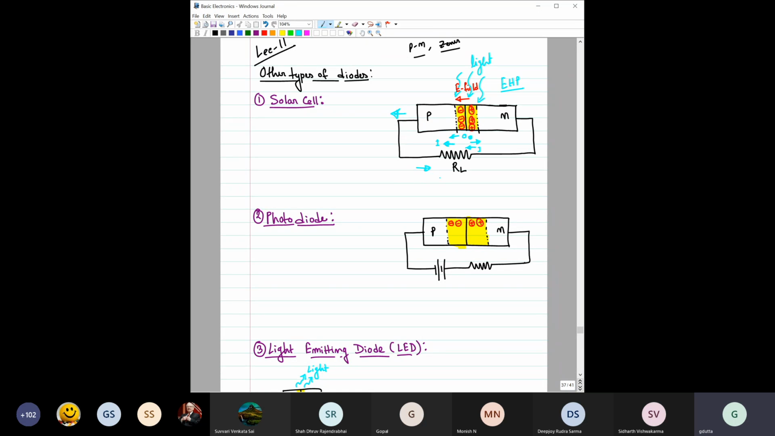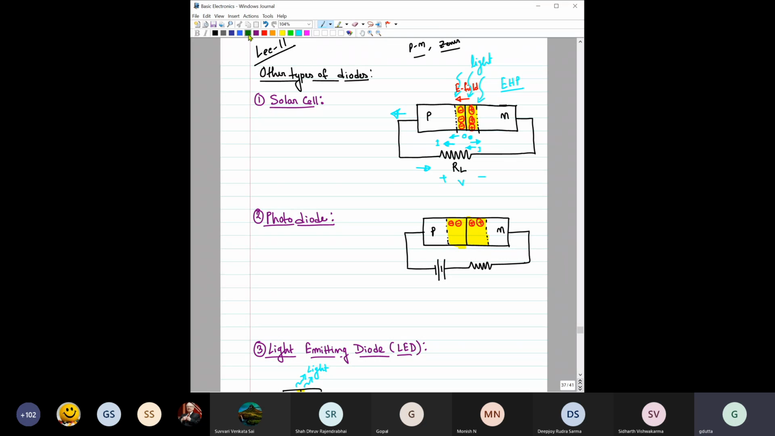When it flows through this, it will create a voltage drop across this, this V. So you can see when this light falls, it generates one current, and in the external load that will create one voltage. Now, if this voltage is sufficient to charge your battery, then you can use this voltage and charge your battery. So this is the basic principle of the solar cell.